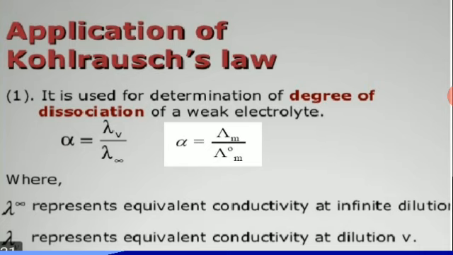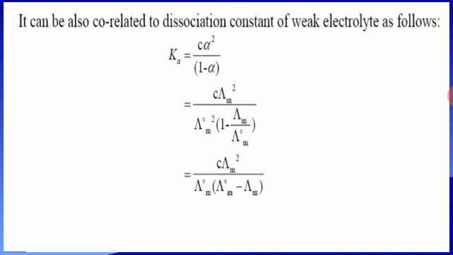The application of Kohlrausch's law is that it is used for determining the degree of dissociation of a weak electrolyte, which is the ratio of molar conductance at a given concentration to the molar conductance at infinite dilution. We can also correlate the dissociation constant of a weak electrolyte as follows. Ka is equal to C alpha square upon 1 minus alpha, and putting in the values, we can find the value of the acid dissociation constant.